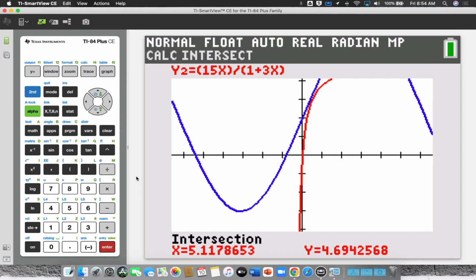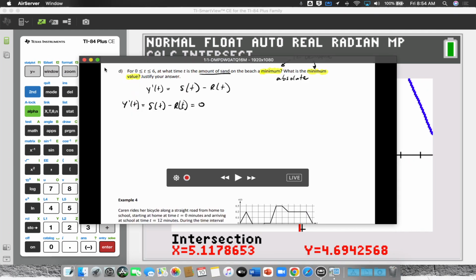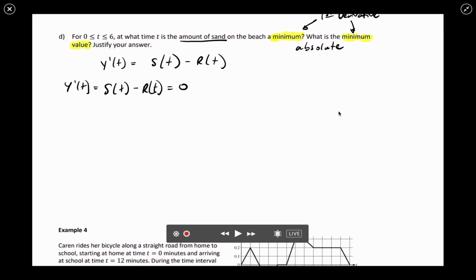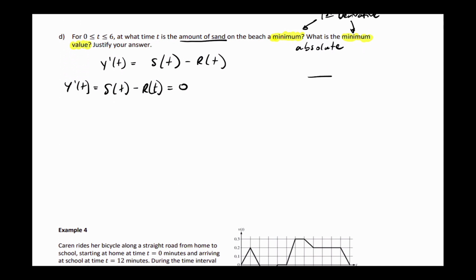So it looks like it crosses when x is 5.118. What do we do with that? Okay, so we're going to need to make a table. What are we going to put in our table?